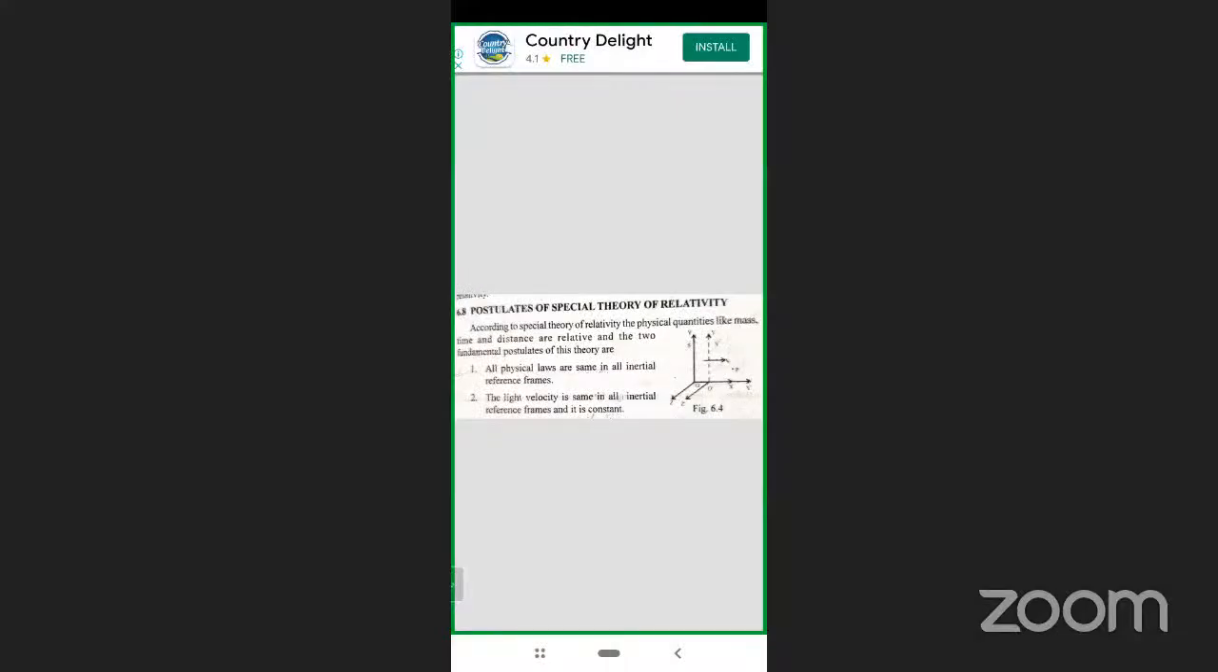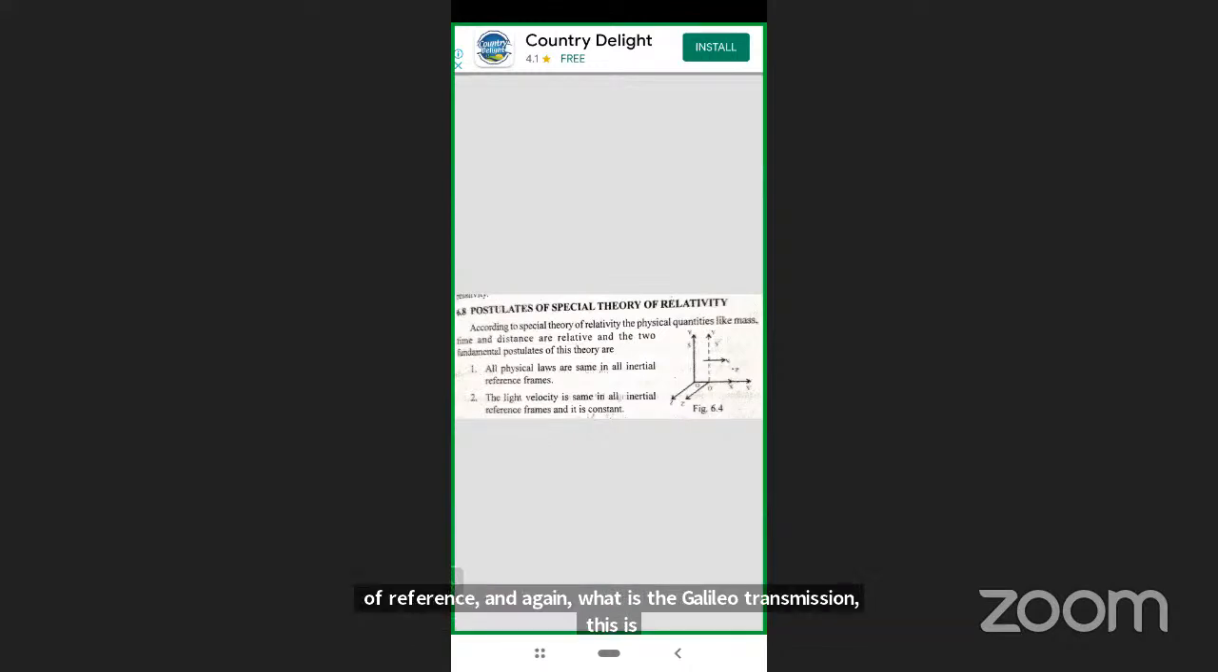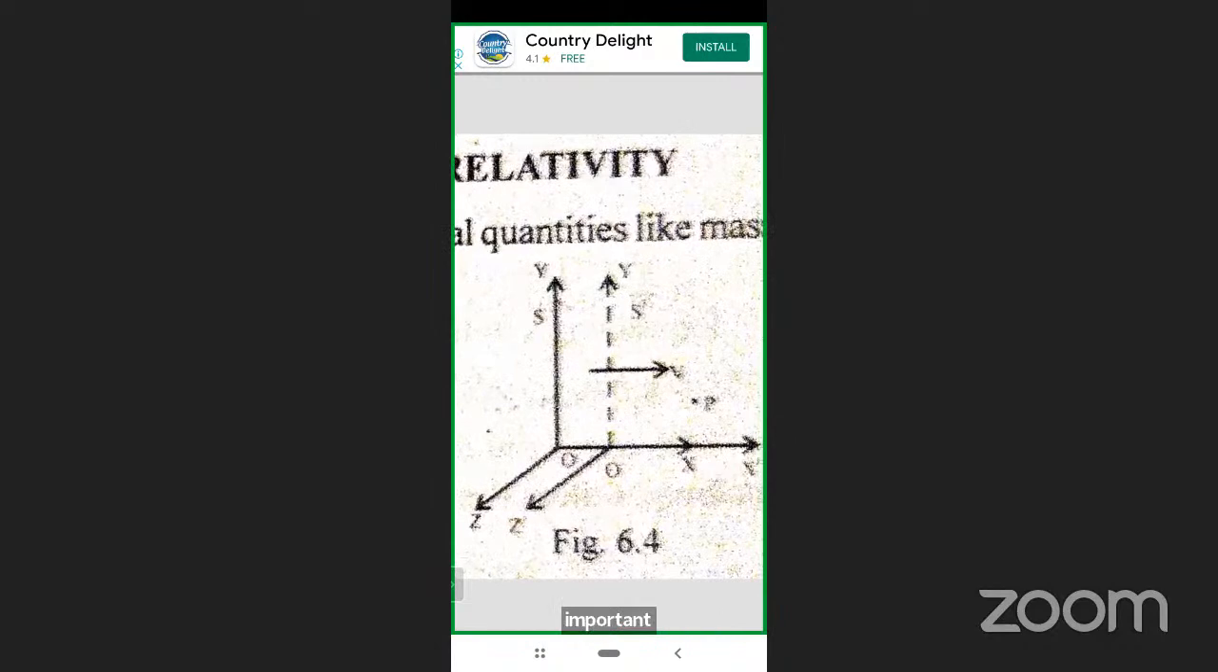Transformations: Galileo, Lorentz, and the Michelson-Morley experiment. These are four important questions in this unit, on the special theory of relativity. What is the Galileo transformation? Galileo is the scientist's name.